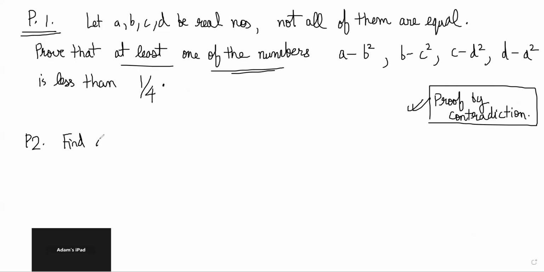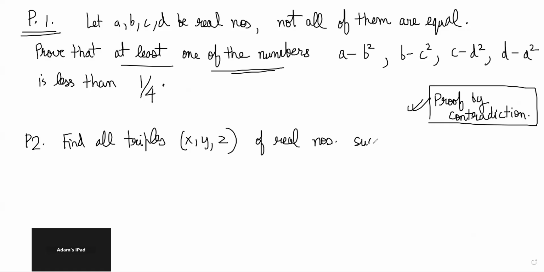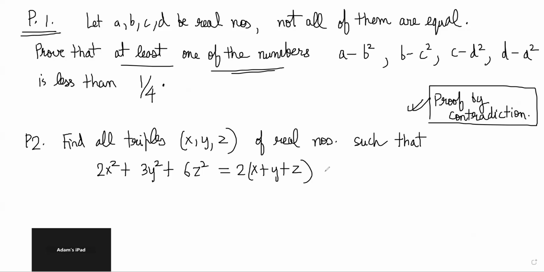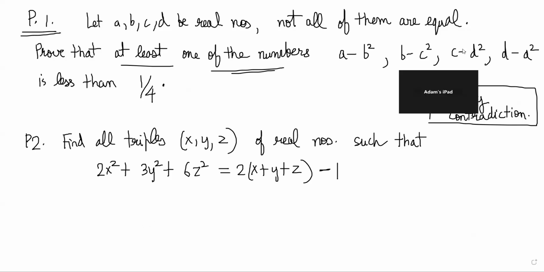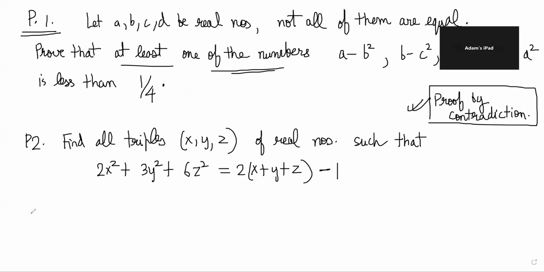Then the second problem is this. Find all triples x, y, z of real numbers such that 2x square plus 3y square plus 6z square is equal to 2 times (x plus y plus z minus 1). Okay? Write down these problems.